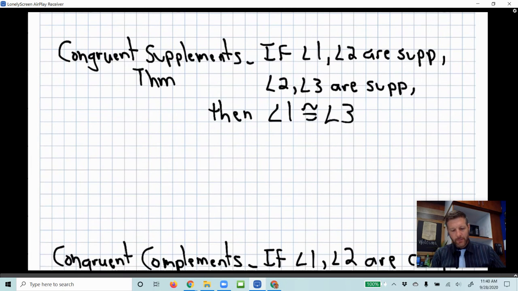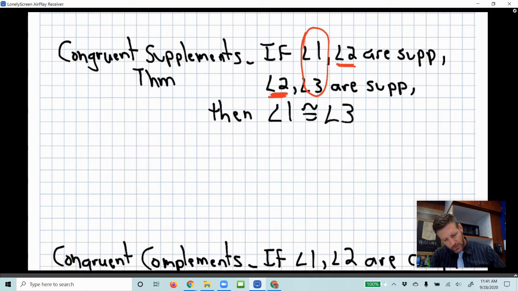The congruent supplements theorem. These are all wonderful names, so slowly learn them, study them, use your beautiful brain. It says if angles 1 and 2 are supplementary and angles 2 and 3 are supplementary, then angle 1 must be congruent to angle 3. Right away, notice this is an example of the transitive property or the law of syllogism. You're saying 1 and 2 are supplementary, 2 and 3 are supplementary, and therefore 1 to 3 must also be congruent.